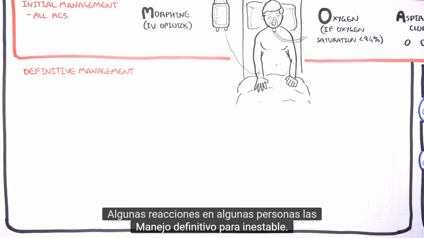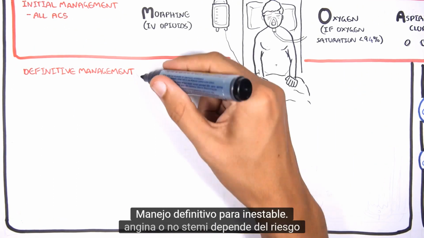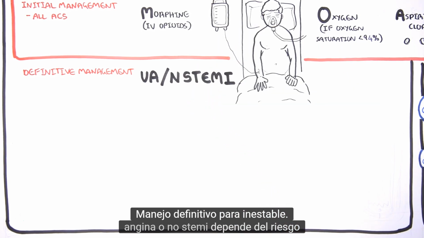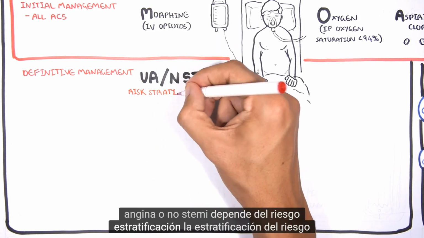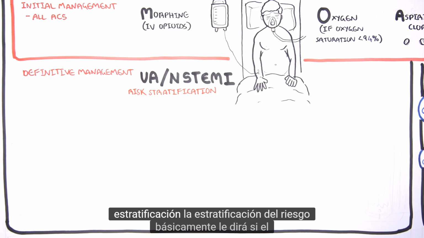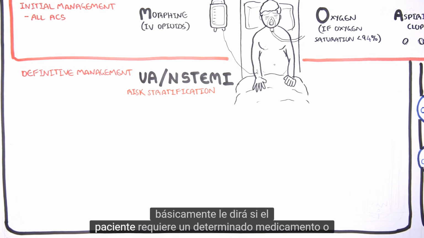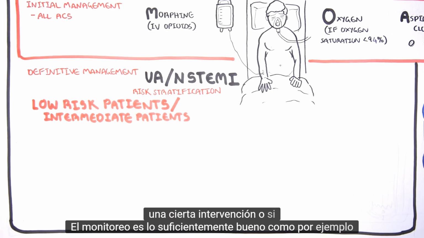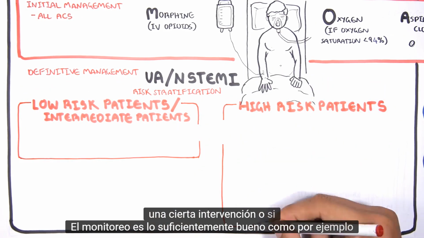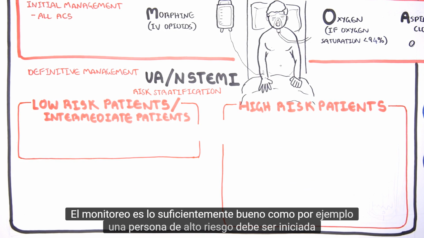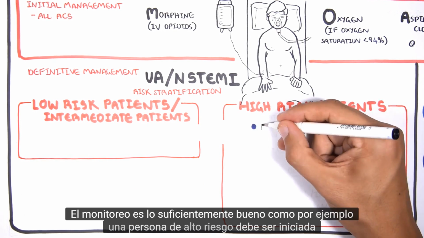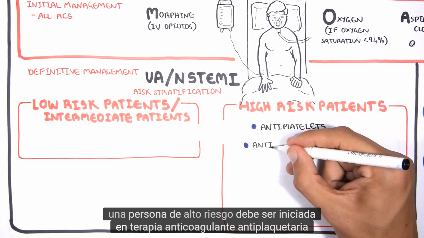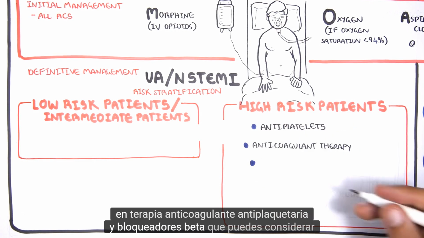The definitive management for unstable angina or non-STEMI depends on risk stratification. The risk stratification will basically tell you whether the patient requires a certain medication or a certain intervention, or whether monitoring is good enough. So for example, a high-risk person should be commenced on antiplatelets, anticoagulant therapy, and beta blockers.